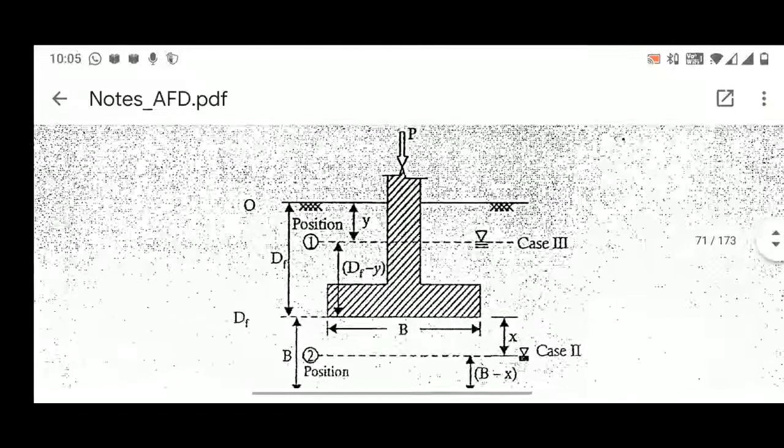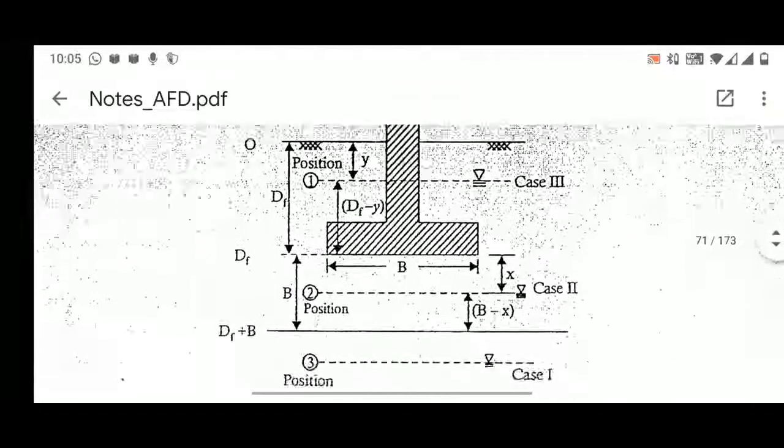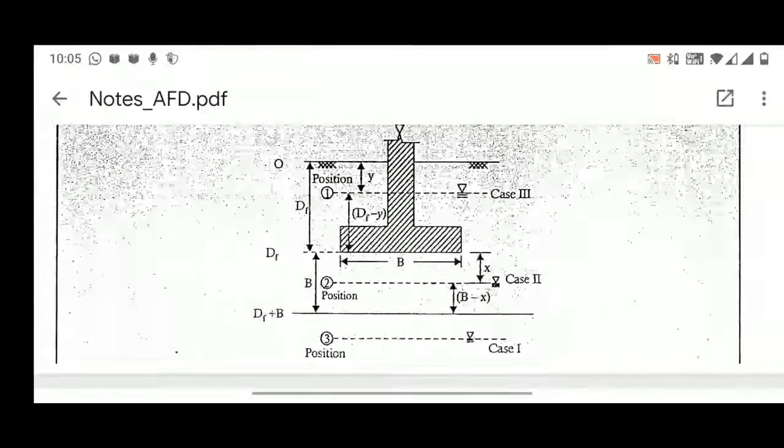This is a column. Above the column you have the load P, and below the column you have the footing, right? That is having width B, and you can see this footing is founded at a depth Df, and there are various cases shown in this figure. So the first case is when you have the water table located at position 3, and this location of water table is at a depth greater than Df plus B, right?